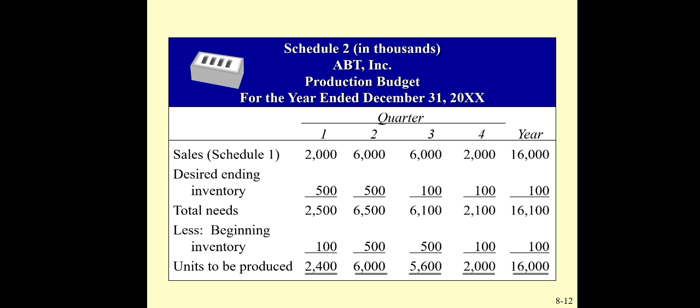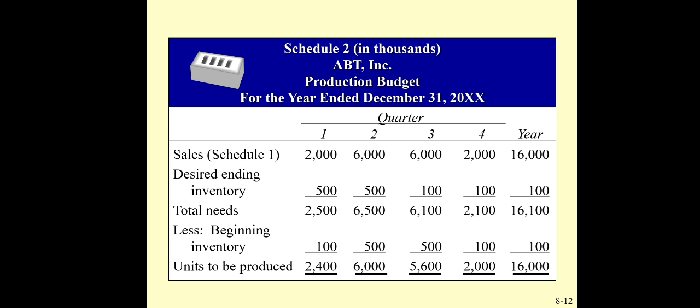So the first thing that you have to write when you prepare the production budget is the quantity of sales. This quantity of sales comes from the sales budget, or schedule 1. Here you can see 2 million, 6 million, 6 million and 2 million. The total for the year is 16 million. The second thing that you have to show in the production budget is the desired ending inventory. In this example, the desired ending inventory is 500,000, 500,000, 100,000 units and 100,000 units.